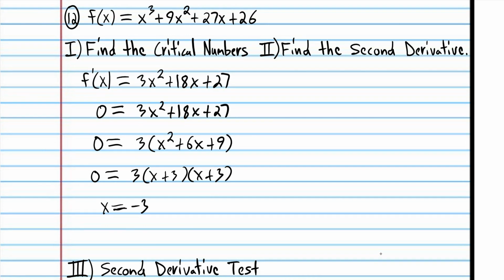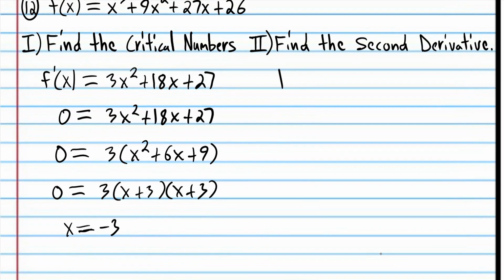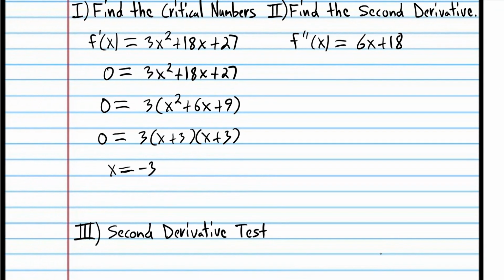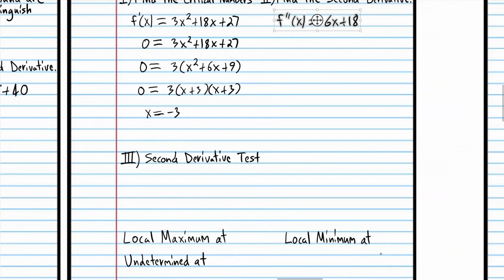But we're going to use the second derivative test rather than the first derivative test. In order to do that, we have to find the second derivative. We haven't found the second derivative yet. We've only found the first derivative. The second derivative is the derivative of the derivative. So now we have the second derivative, and we can bring that down here and use it to perform the second derivative test.